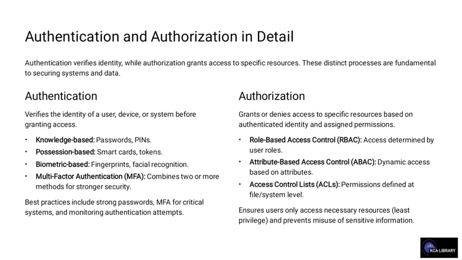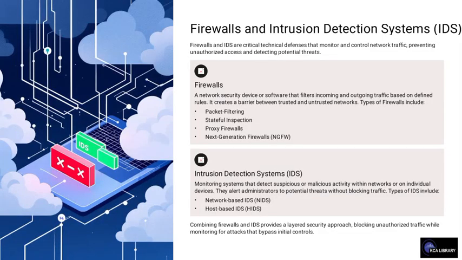And for authorization, as we've said, it's the granting or denying of access to specific resources based on authenticated identity and assigned permissions. And we can see, just like we said, role-based access control. We also have attribute-based access control, and access control lists, which talk about permissions defined at file or system level. And this ensures that users only access necessary resources, and prevents misuse of sensitive information.